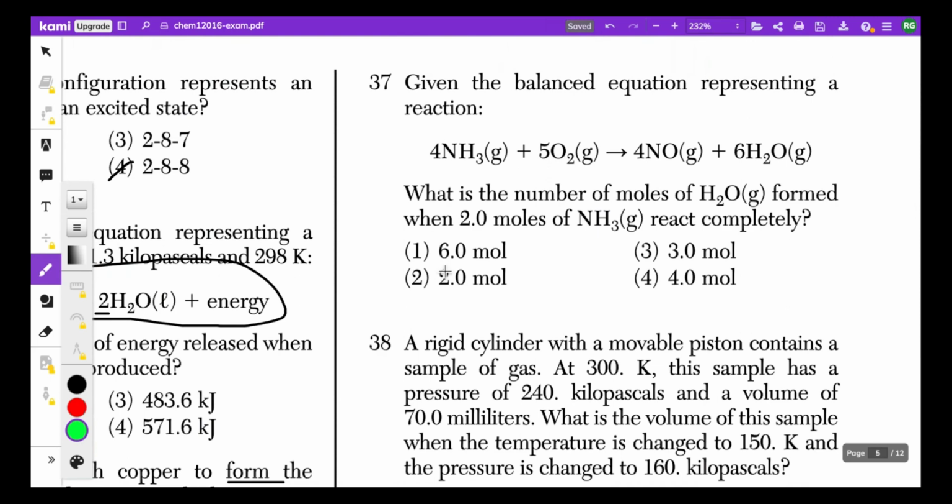So given the balanced equation represented. Okay. So you can see how when there's 4 moles of NH3, you're gonna produce 6 moles of water, which means if you have 2 moles of NH3, you're gonna have half the amount of water produced. So you're gonna have 3 moles of water.